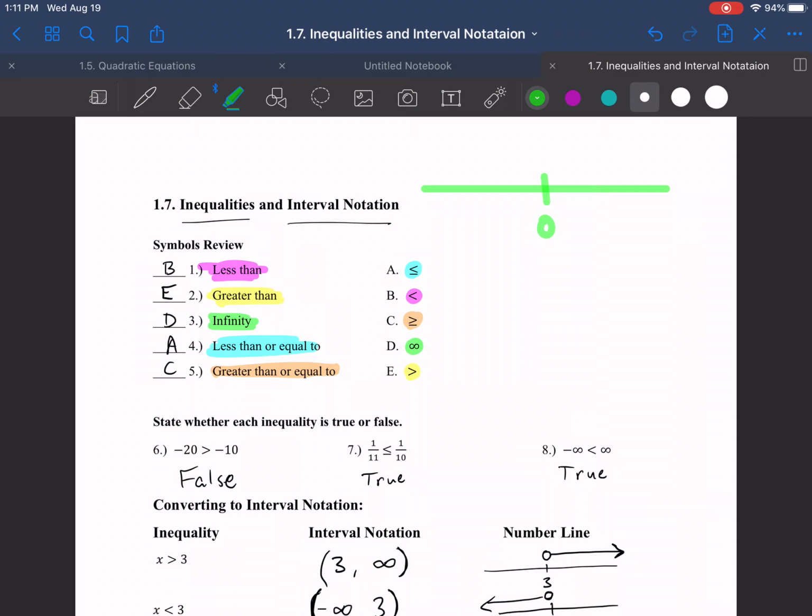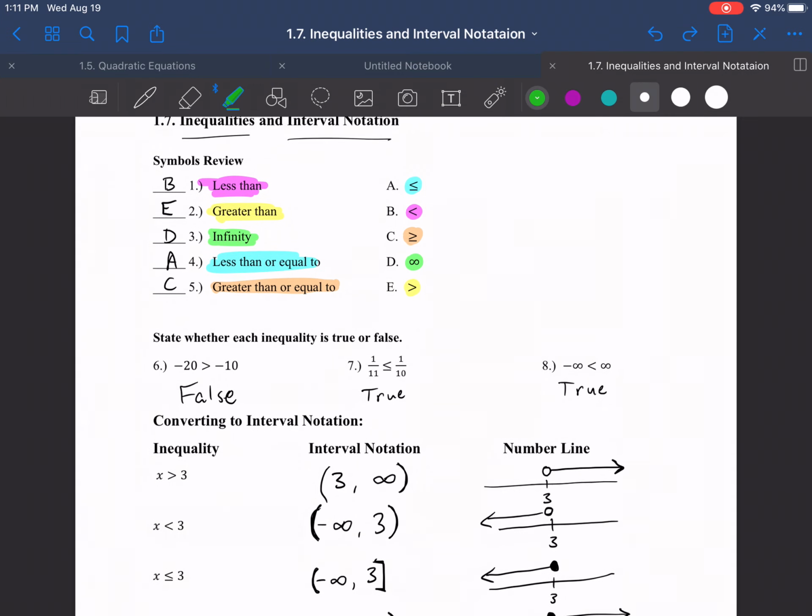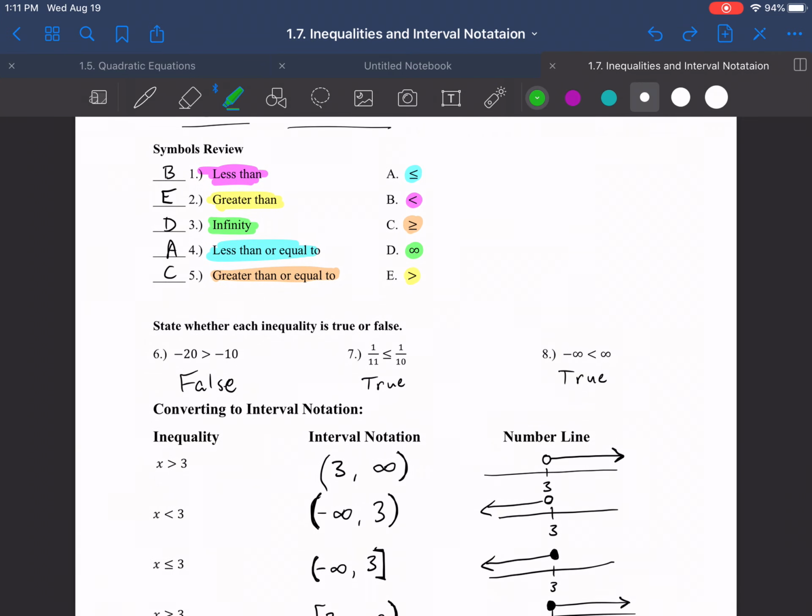And further to the left means less than. So like this could be -20 over here, and this is -10. We're saying this is further to the left than this one, and so therefore we consider that less than. Okay? So it's really more about location on a number line. So this one is going to be false. -20 is not greater than -10 because it's further to the left. So this one, false.